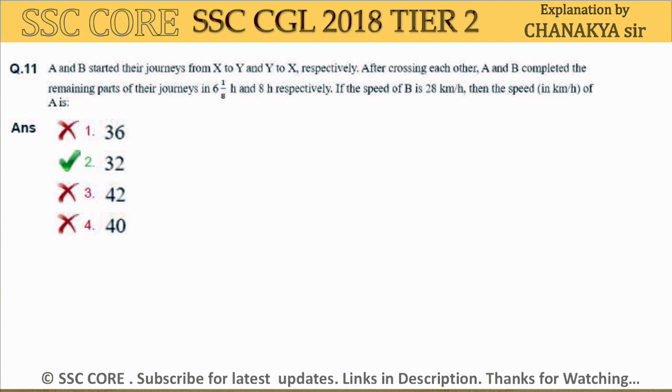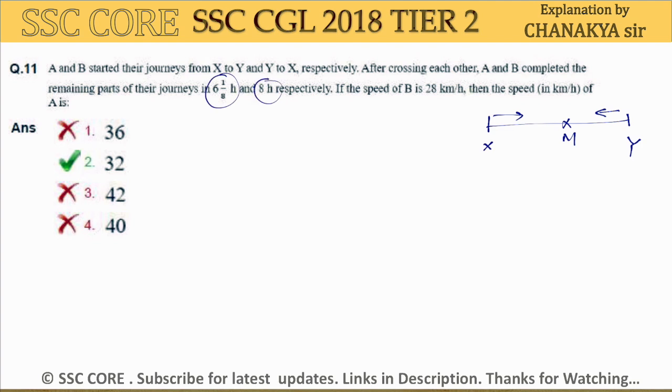Question number 12. A and B started their journeys from X to Y and Y to X respectively. After crossing each other, A and B completed remaining parts of journey in 6 1/8 hours and 8 hours respectively. If speed of B is 28 kmph, find speed of A. Given there are two places X, Y. A started from X to Y, B started from Y to X, and they met somewhere at point M. After that, they completed remaining parts of journey in 6 1/8 hours, 8 hours respectively.